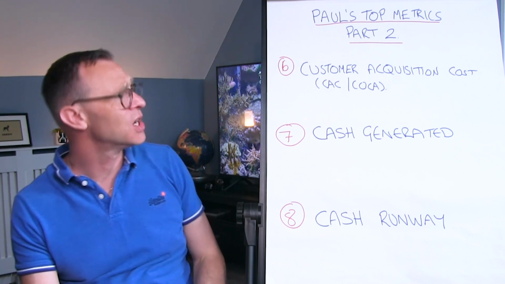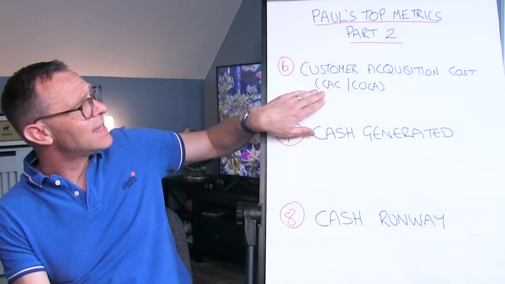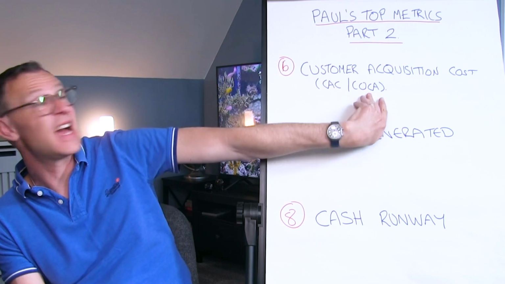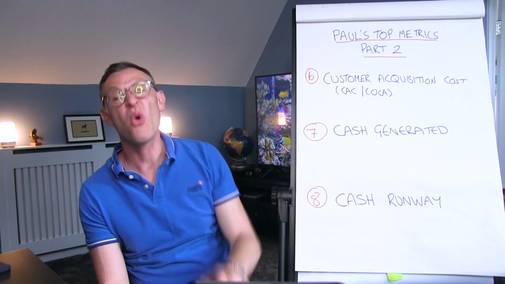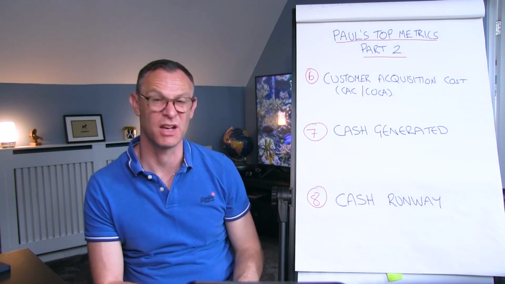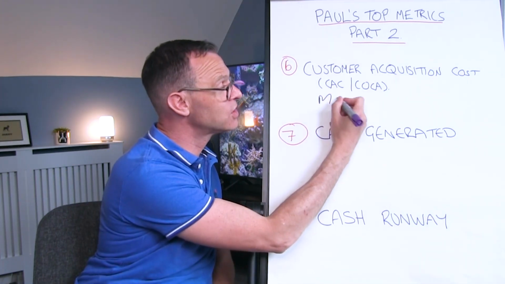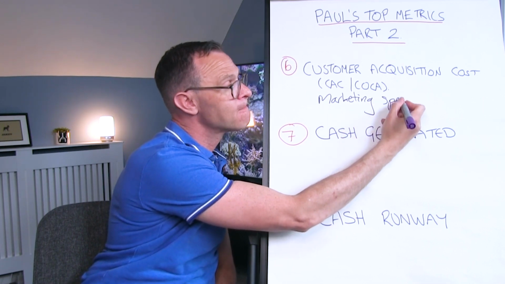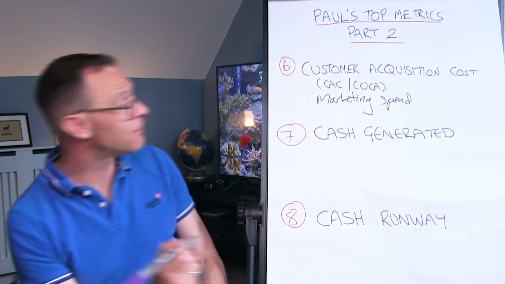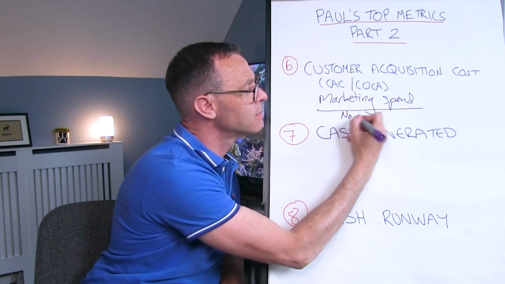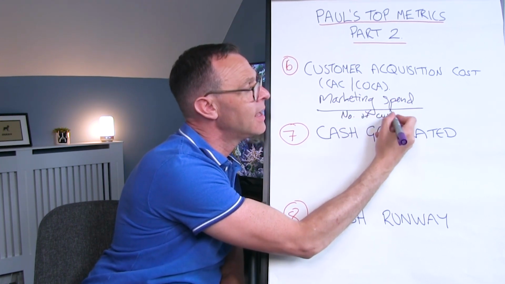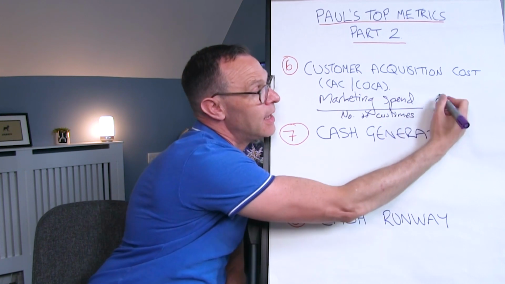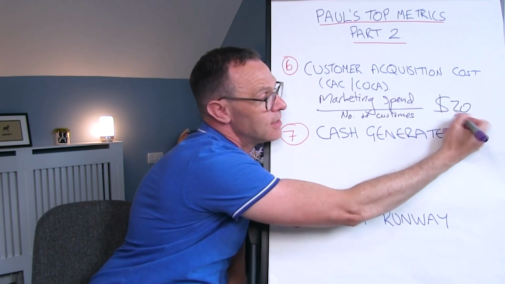Now, it's fancy words. Sometimes it's called CAC, sometimes it's called COCA, cost of customer acquisition. All it's really saying is how much does it cost you to get a customer? So it's very simple to calculate. You're going to take your marketing costs, say in any given month, your marketing spend, and then you're going to divide that by the number of new customers that you get in that month. And that's going to give you a figure, say, $20 in this example.